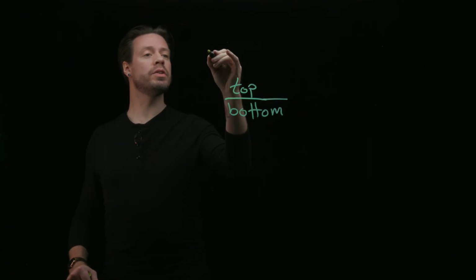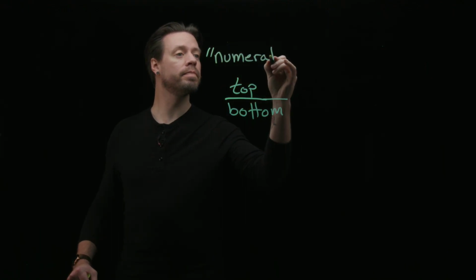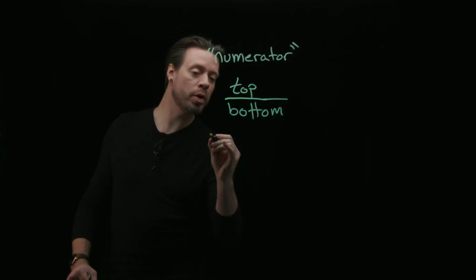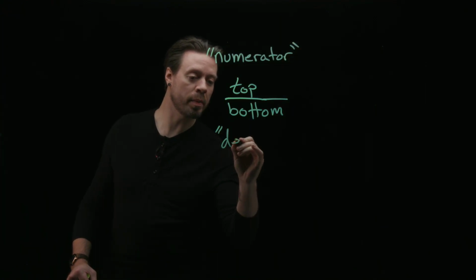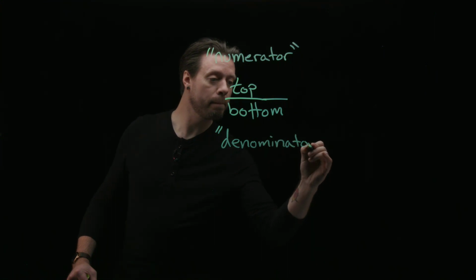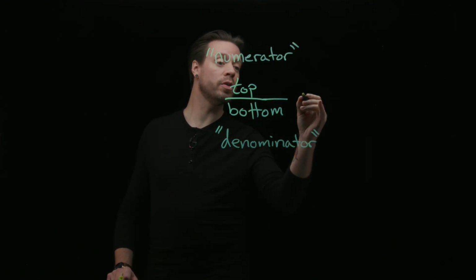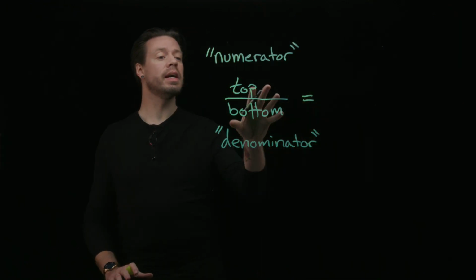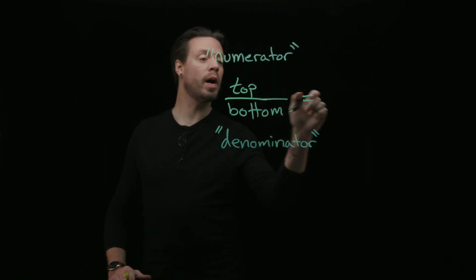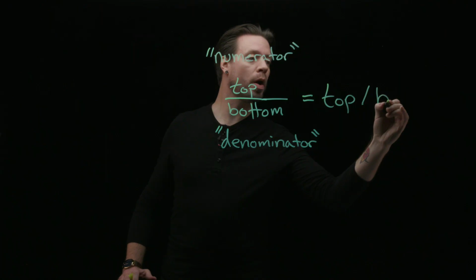And the top number is usually referred to as the numerator, while the bottom number we normally call the denominator. And if we're going to convert this fraction into a decimal value, we need to recognize that the fraction is equivalent to taking the top number and dividing it by the bottom number.